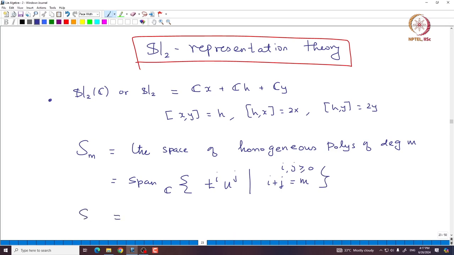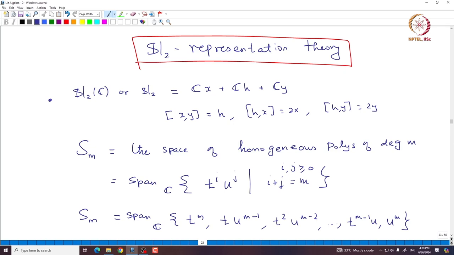So, if you want to write it very explicitly, this is spanned by u power m, t times u power m minus 1, t square u power m minus 2 and so on, up to t power m minus 1 u and t power m. Okay. The sum of these monomials will be a homogeneous polynomial of degree m, and the space of homogeneous polynomials of degree m is given by this.